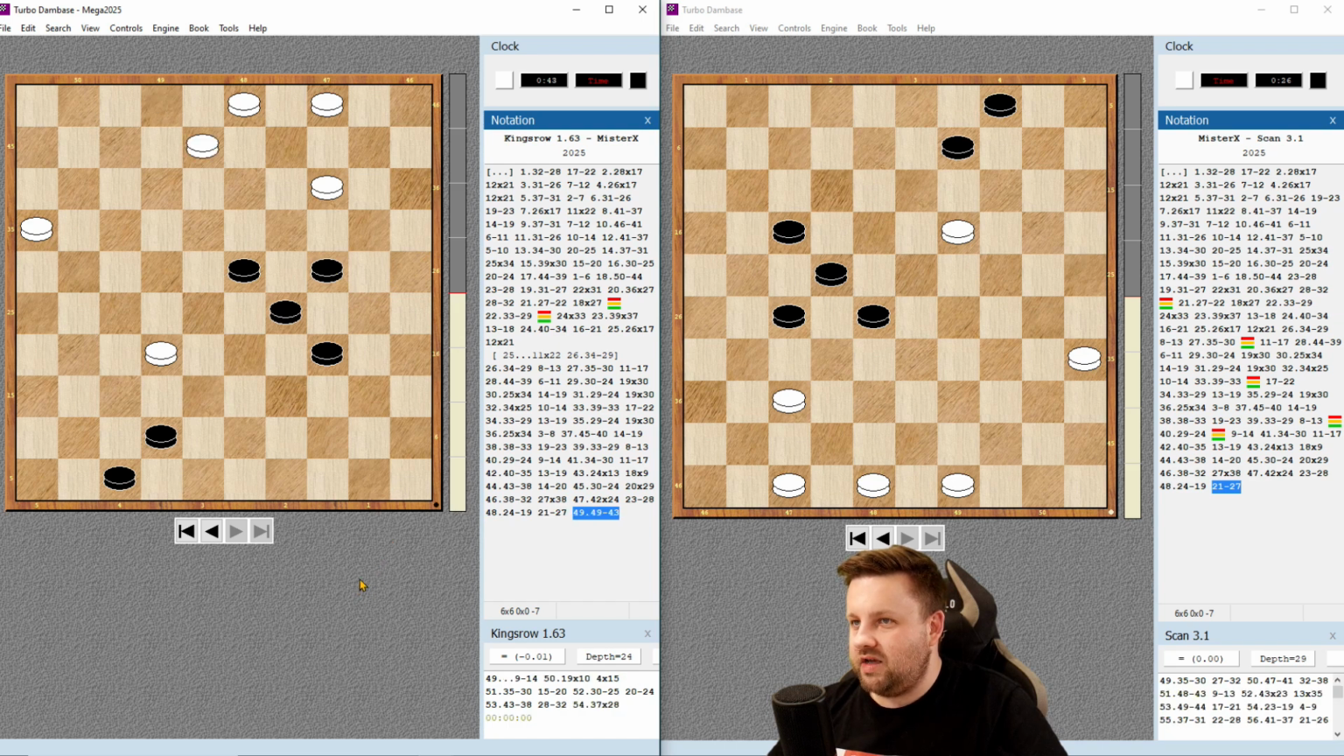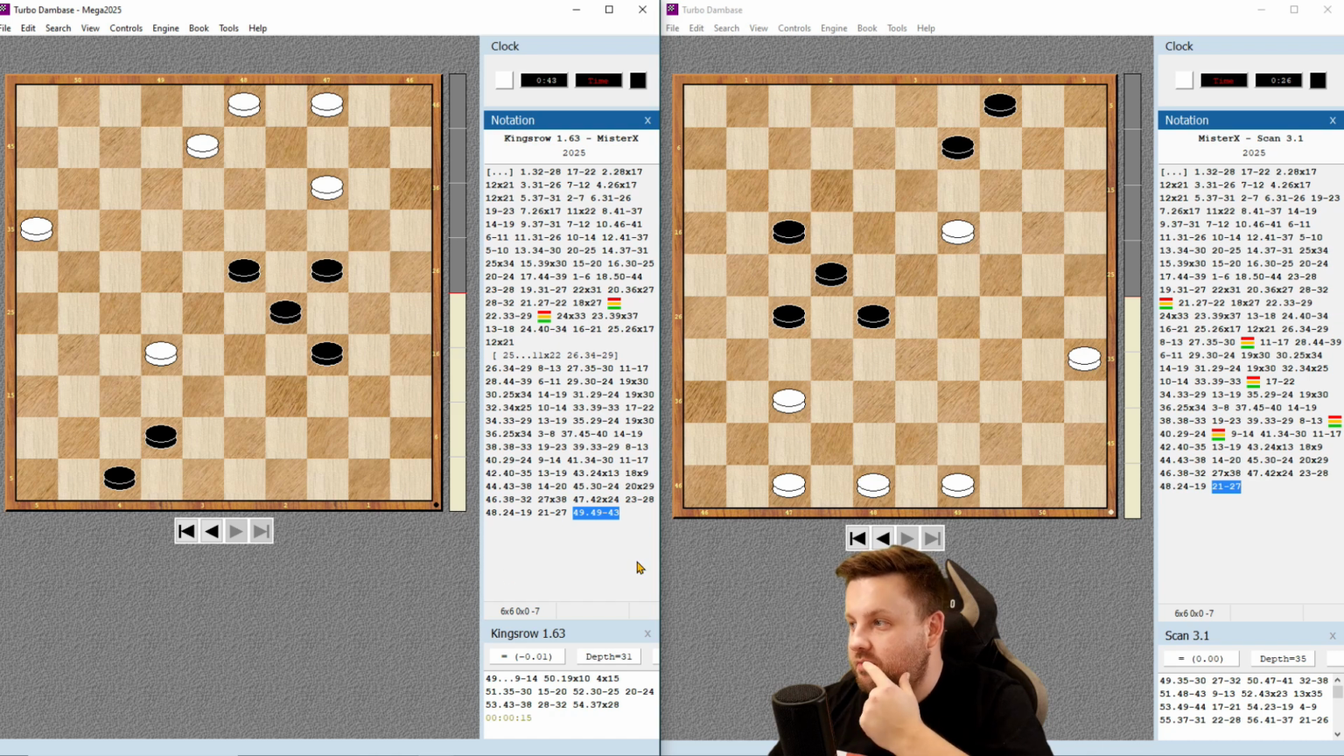Are they going to play a draw in this endgame? Another interesting question for me is how we will see the end game itself.